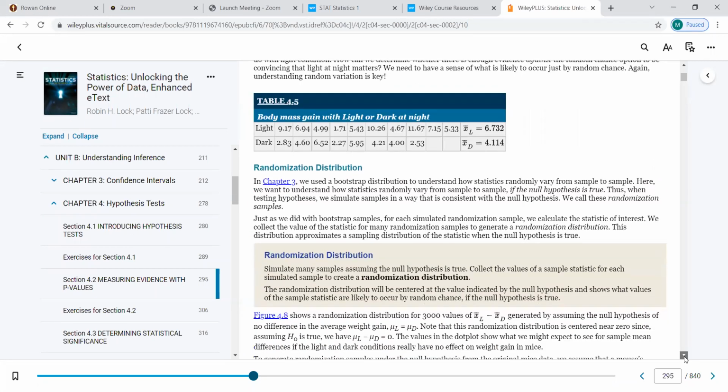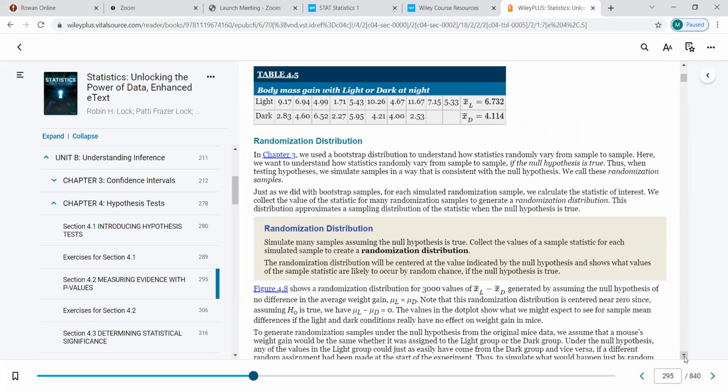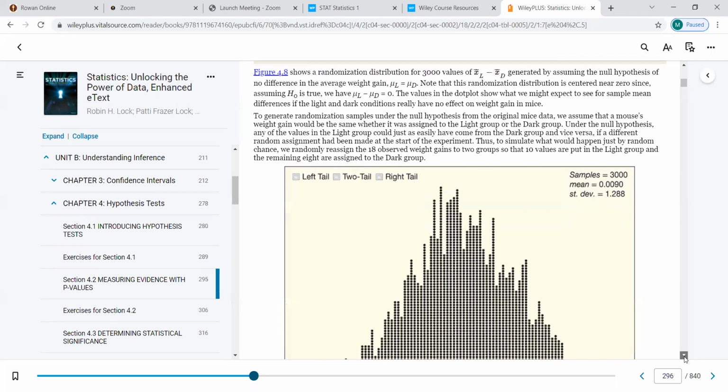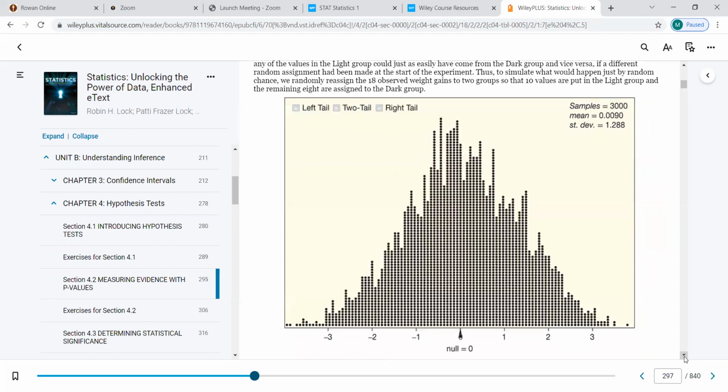All right, and we come up with different samples of the same size. Here's an example done in StatKey. The null hypothesis is that there's no difference in the two means, so the null is zero. Notice it's centered at zero. Also notice that there are 3,000 of these randomization samples that were created.